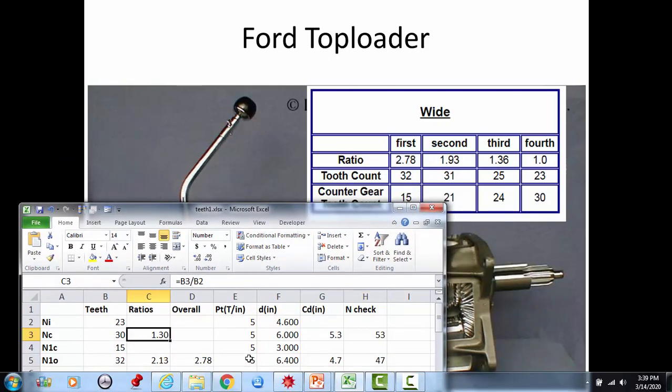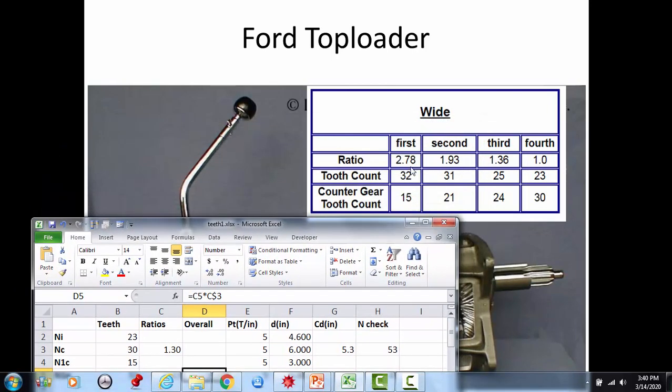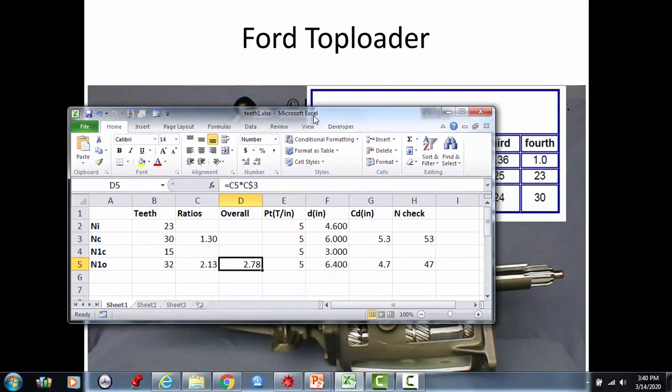Okay, you can see it now. The 23 feeding a 30, so that's my first stage. And then the output, the counter gear 1C, is going to feed the 32. According to the site, it's a 2.78 overall gear ratio. And here are my pitch diameters. And wow, looks like my center distance check is not checking out. Interesting. I wonder if they have different diametral pitches. The gear ratio is agreeing. Let's do the others now.